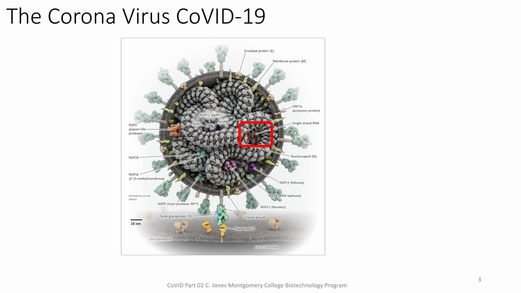In addition, if we can block the replication of the RNA, if the virus can't make new copies of its RNA, then there won't be any genetic information to incorporate into new viral particles. So therapeutically, people are looking at molecules that may prevent the replication of this single-stranded RNA.